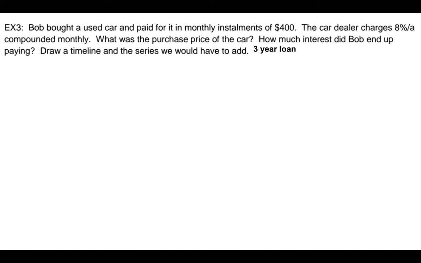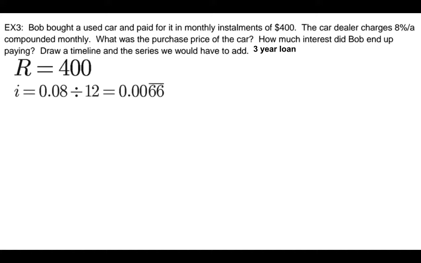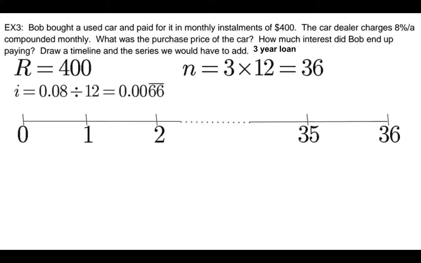Now we've got the purchase price of the car, so the present value or future value. You can ask, what is the purchase price of the car? So what is it now? We're doing 8% per year, so it's 8% divided by 12. 36 months here, so you get your 36 payments of 400.